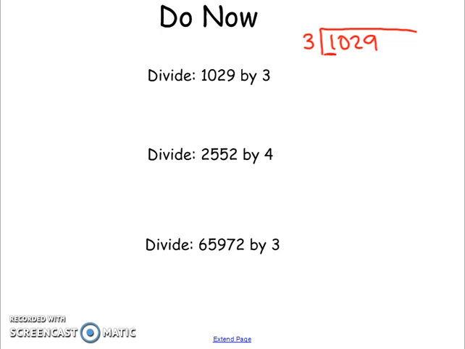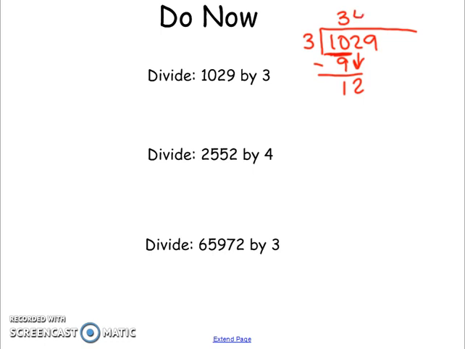3 can't go into 1, so then I look at 10. 3 goes into 10 3 times. 3 times 3 is 9. Subtract 10 minus 9, I get 1. 3 can't go into 1, so I bring down the 2.